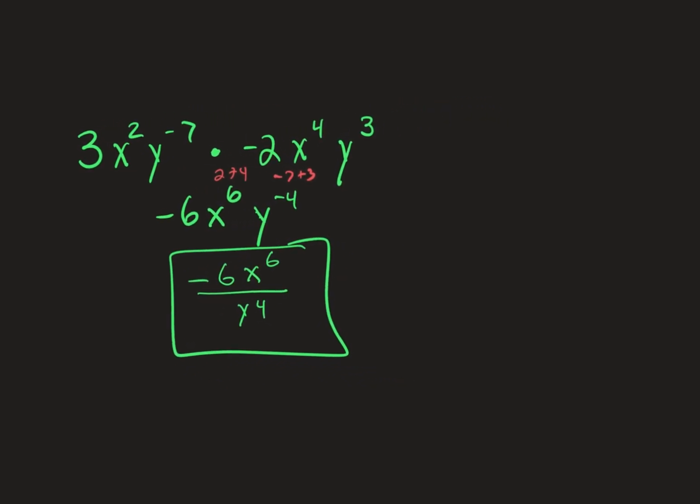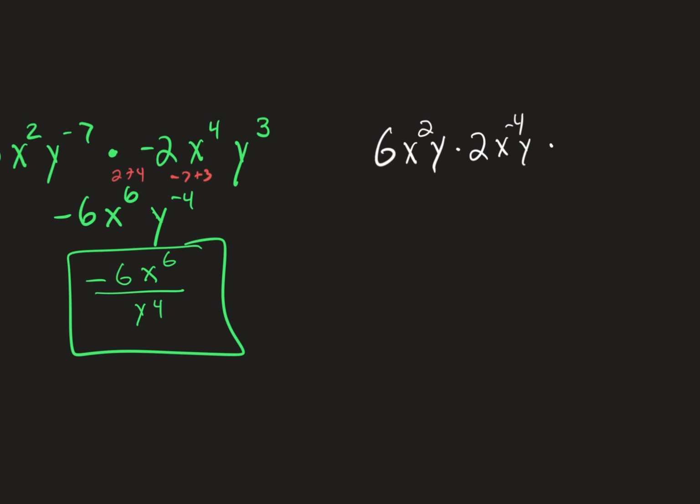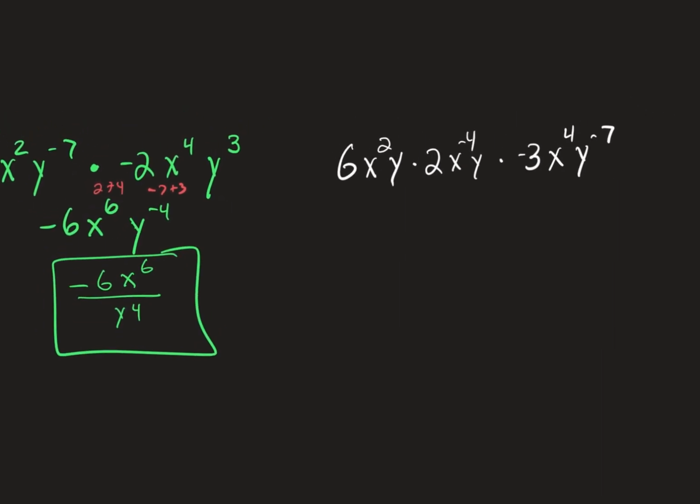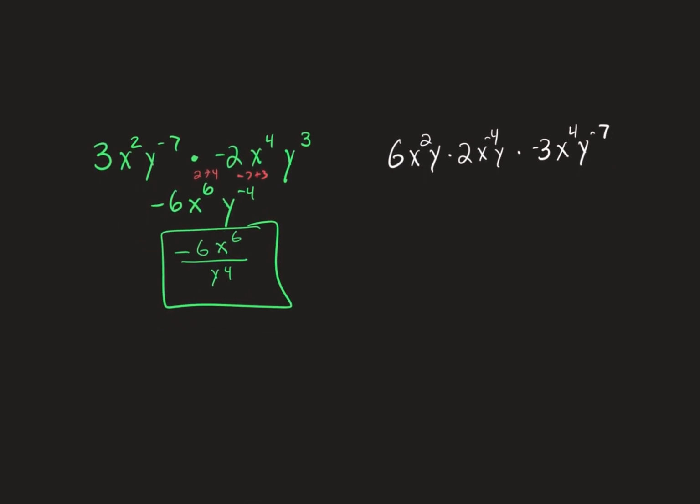Okay, go ahead and give this one a try. Let's go 6x squared y times 2x to the negative 4th y times negative 3x to the 4th y to the negative 7th. See if you can simplify that one.